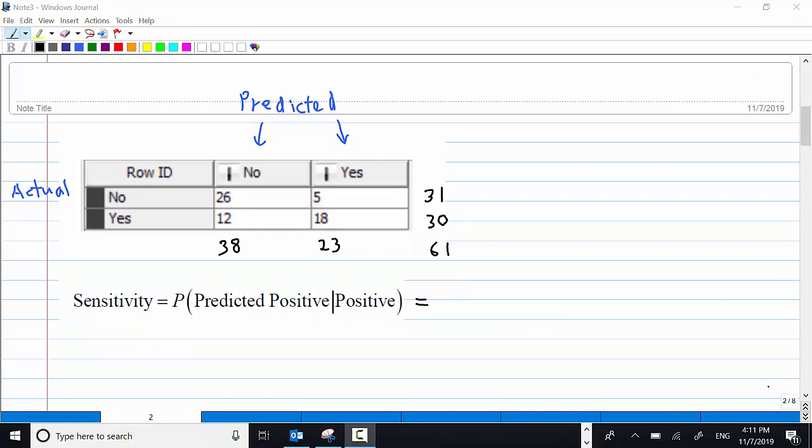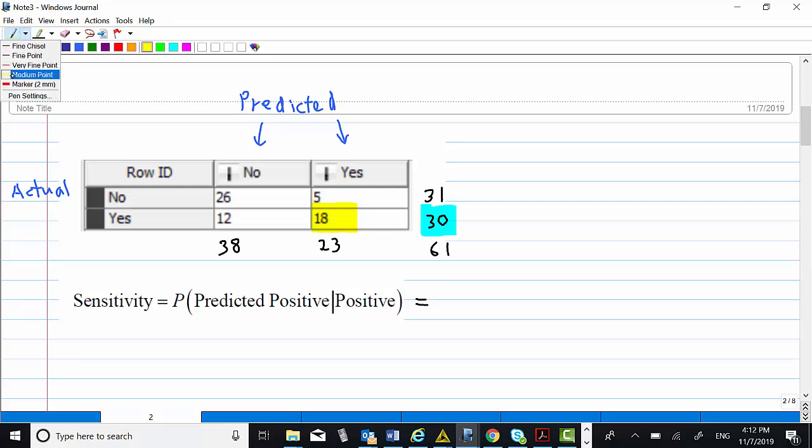Next, we will look at sensitivity. This is the probability of those predicted positive given that it is actually positive. So over here we have 18 cases predicted positive out of total of actual cases which are positive. And these two numbers together, we have 18 out of 30, which is 60%. This is what is sensitivity.